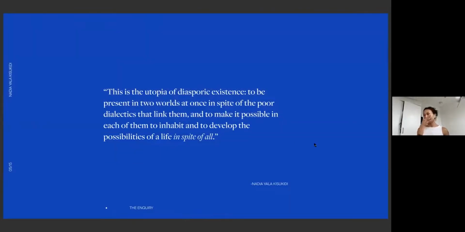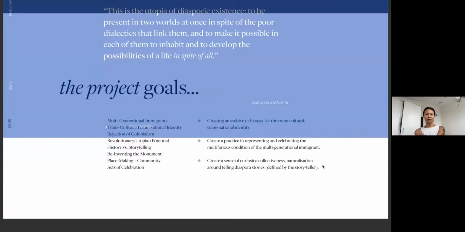Nadia Yalakisakidi wrote an essay called Geopolitics of the Diaspora, and she explains it so well. In this quote, she says, "This is a utopia of diasporic existence, to be present in two worlds at once in spite of the poor dialectics that link them, and to make it possible in each of them to inhabit and to develop the possibilities of a life in spite of it all."